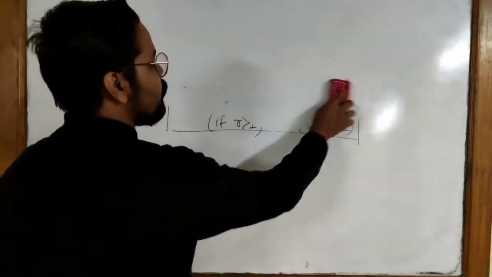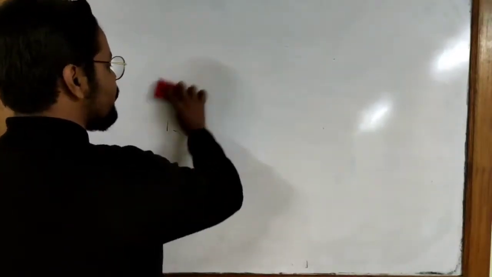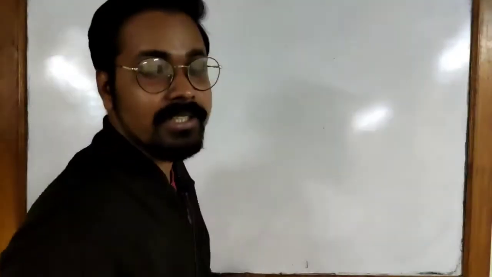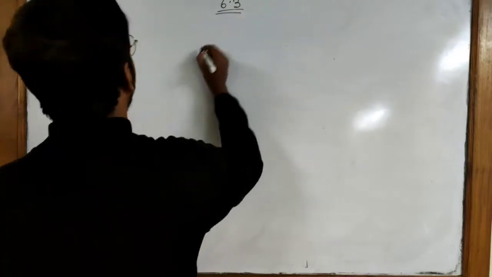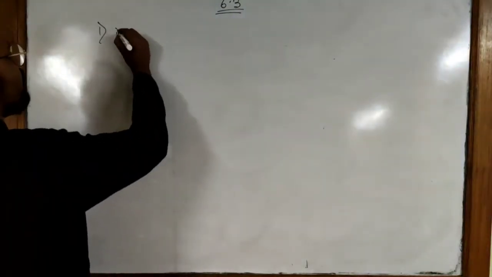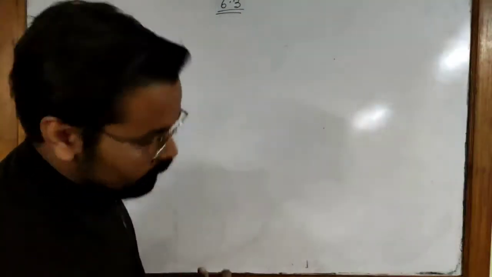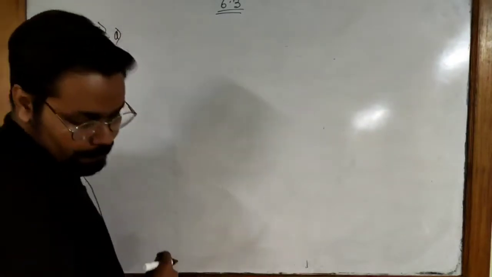The first question, question number 1: some sequences are given and you have to find the given term. For example, question number 1 of exercise 6.3, and here it is given.